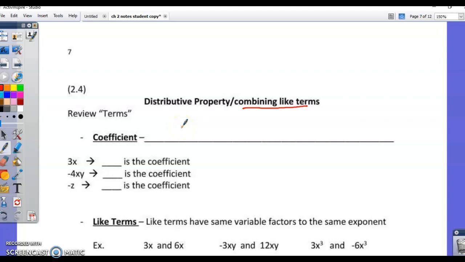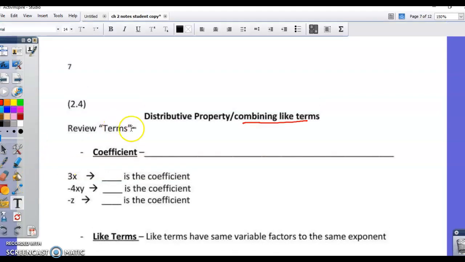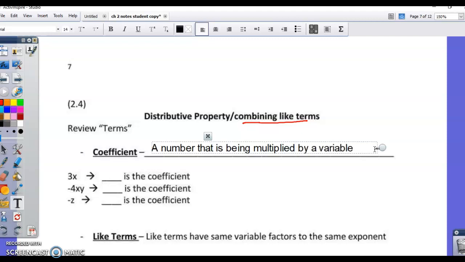First of all, we got to talk about a coefficient. If you're not sure what terms are, we've been separating terms within problems, so you should have had that background coming into this. So the first thing we got to talk about is what a coefficient is. A coefficient is a number that is being multiplied by a variable, or being multiplied to a variable. So write that down as your definition.